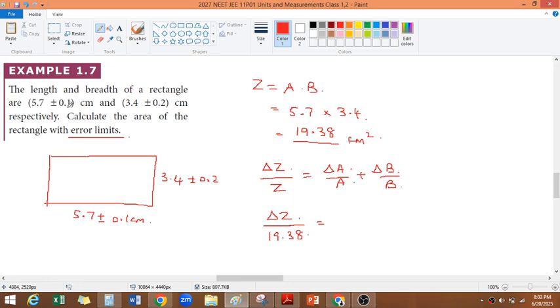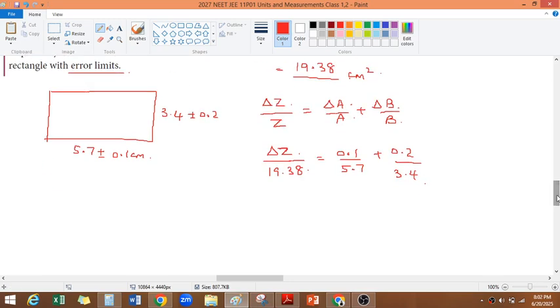Delta A is 0.1 divided by A, which is 5.7, plus delta B, which is 0.2, divided by 3.4, which is B. That's all. Do this, you will get the delta Z. So you have to write your answer as Z plus or minus delta Z. That's all. So let's see if we can quickly do this.